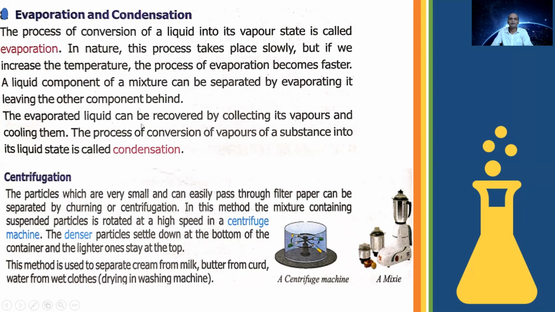Now, what is condensation? The evaporated liquid can be recovered by collecting its vapor and cooling it. This is called condensation. Suppose we make vapor and collect it in another bowl or another container and let it cool. We will cool it. Then that vapor will be converted to liquid again, and this is known as condensation. I guess it must be very clear.